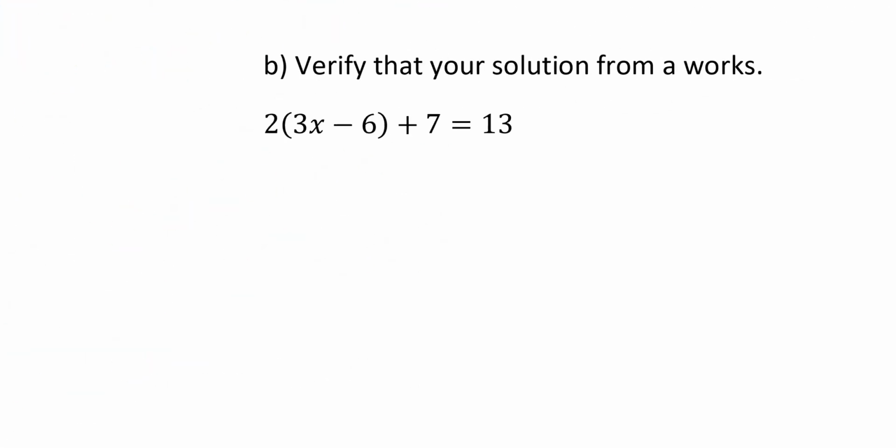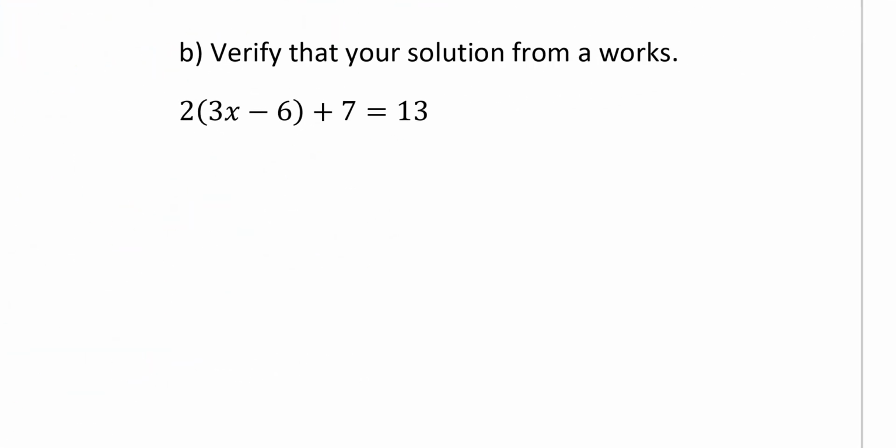Now for part B, we need to verify that our solution from A works. From part A, we did find that x equals 3 is our answer, right? So we need to verify that this works. Over here, I have an x right there, 3x. So this x takes on the value of 3, and we know that 3 times 3 is going to be 9.